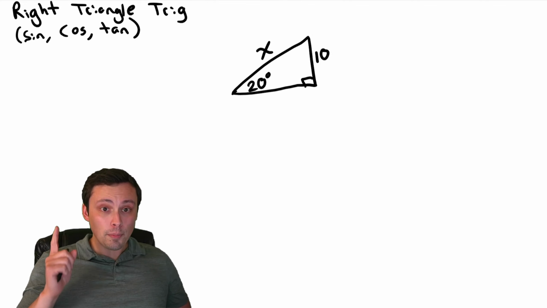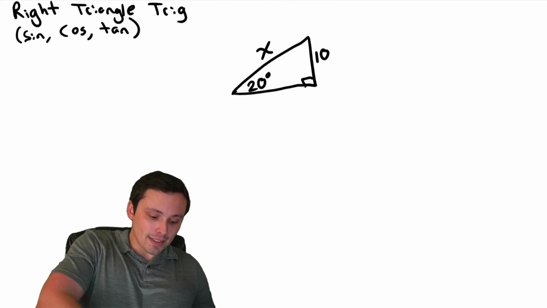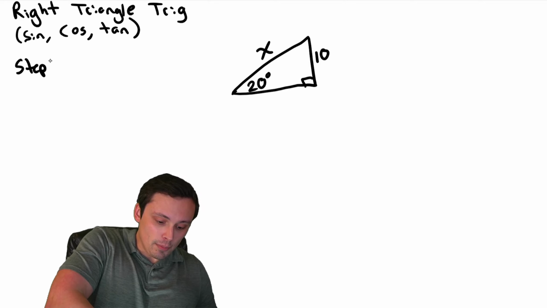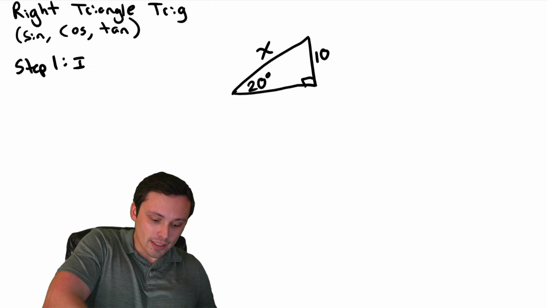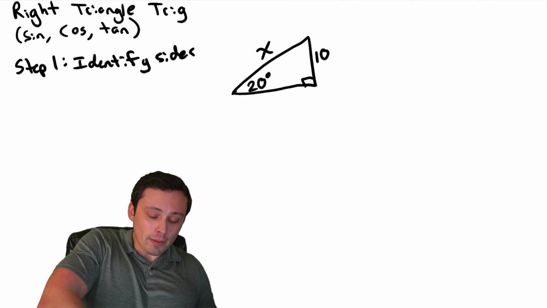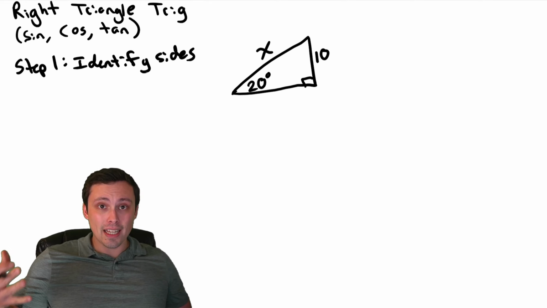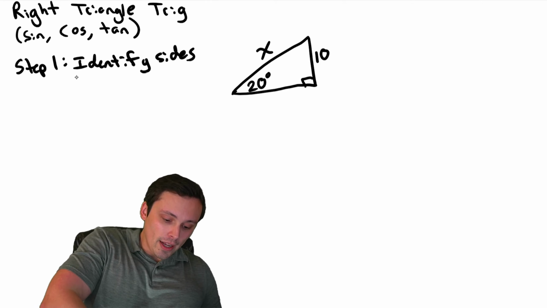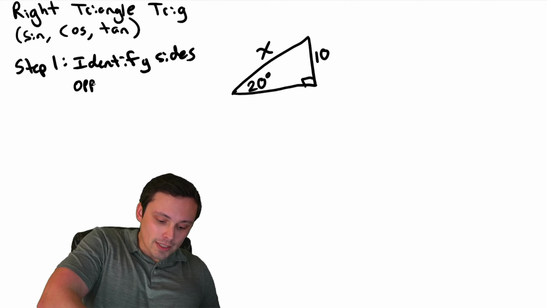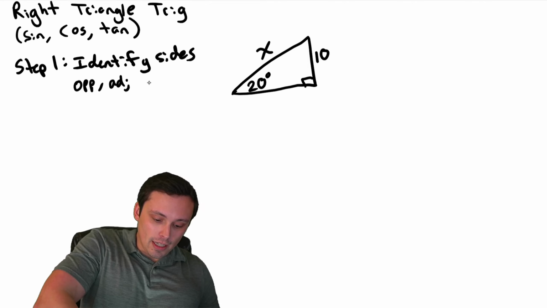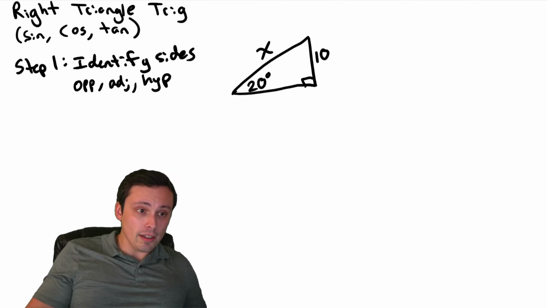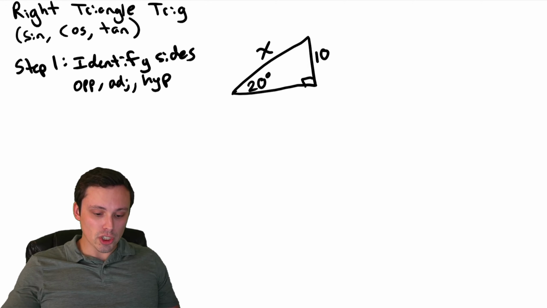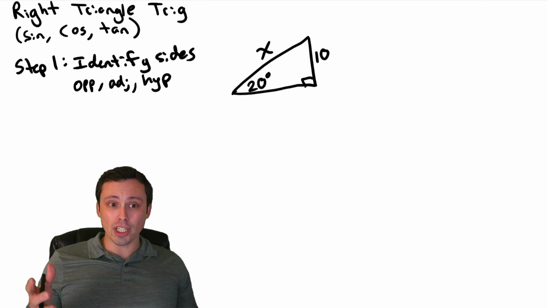Now, step one, right? So if we want to make this a step-by-step process, step one is to identify your sides. Okay, identify sides. Now, what do I mean by that? Sine, cosine, and tangent are ratios of sides in a triangle, and they're usually called the opposite, adjacent, and hypotenuse, okay? You need to identify which side is which. Now, the opposite and the adjacent depend on which angle you're going to use.